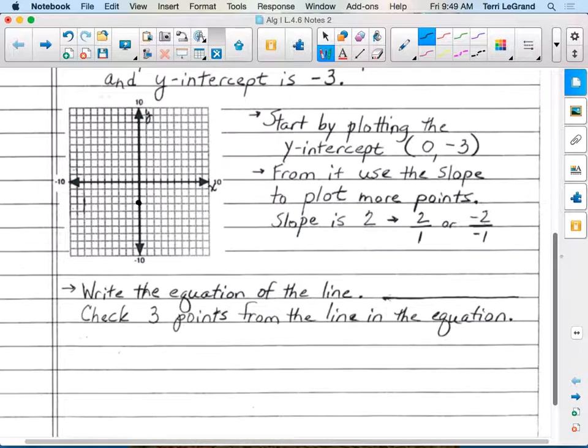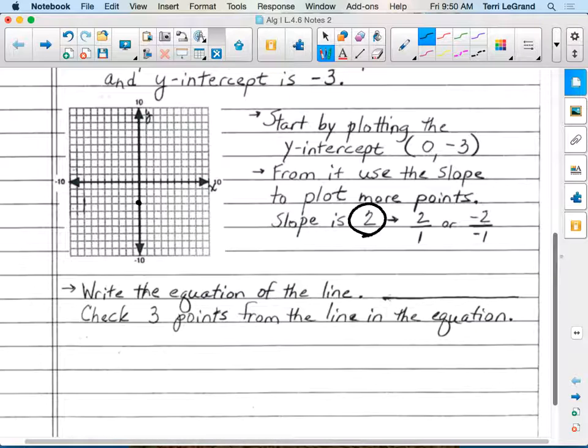Okay, this is where I'm a little bit different than the book. I want you to make 2 other points besides this y-intercept using the slope. Well, the slope for this one is 2. So I want us to talk about the 2 different ways you can always use slope. If you have a positive slope, that means you can have a positive rise and a positive run, or you can have a negative rise and a negative run, because a positive divided by a positive is a what? Positive. And a negative divided by a negative is a positive.